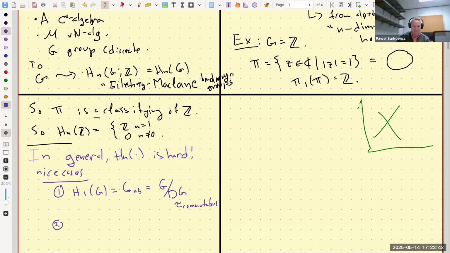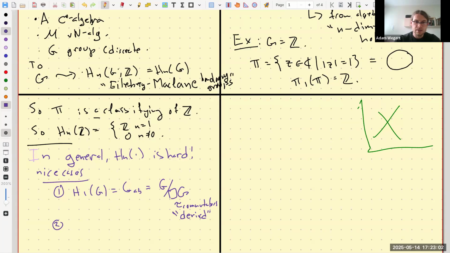Sorry, what is your notation for this commutator subgroup? I don't see. DG. D, yes? Yeah, DG, for the derived group. Ah, derived, okay. So sometimes denoted by the square bracket, yes? Yeah, but this is nicer. Well, it's easier to write 1,000 times.